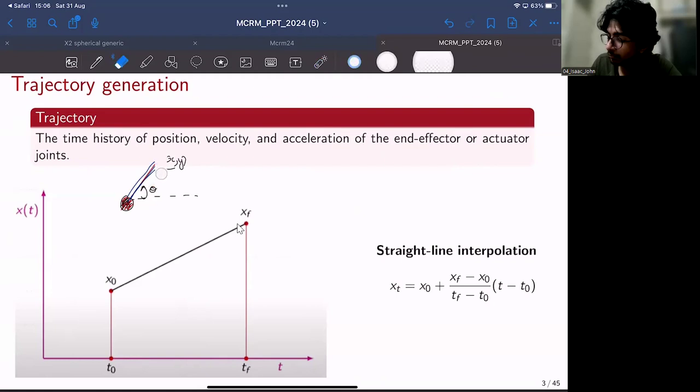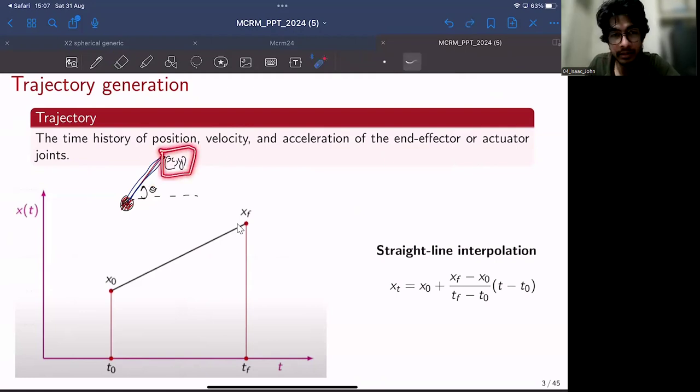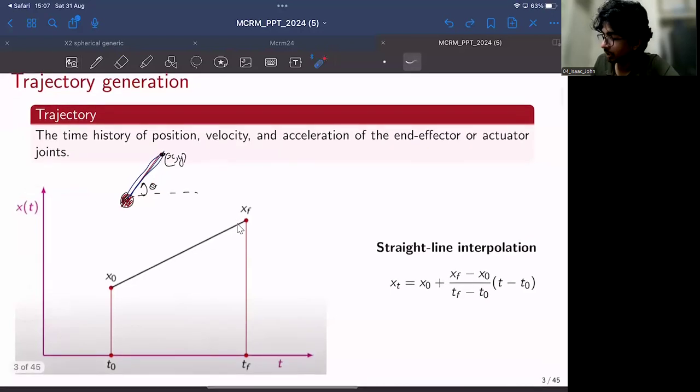The other scheme, we call it task space trajectory planning, where the trajectory is planned in task space, and the position, velocity, and accelerations of task space are specified as a history of time. The most straightforward trajectory planning is what we call straight line interpolation.